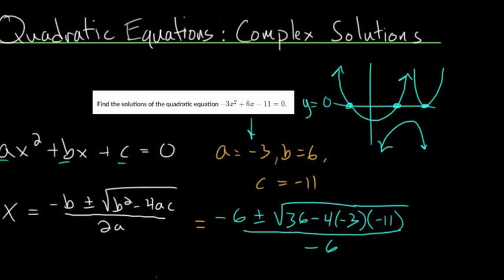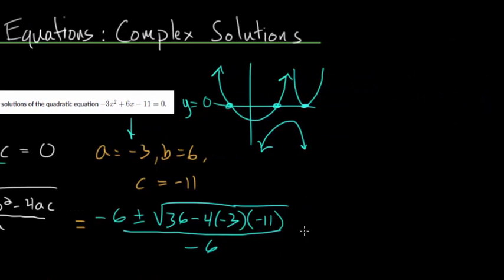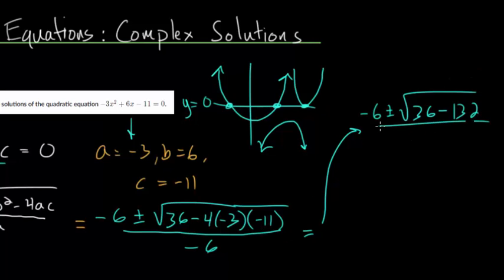Often with these problems, the hardest part is going to be simplifying it. Plugging in all the values is not necessarily overly challenging, but simplifying the square roots can be very difficult. So let's try and simplify this as best we can. We have -6 plus or minus the square root of 36. And then we have 3 negatives, so 2 of them cancel and we have 1 left. We have 4 times 3, which is 12, and 12 times 11 is 132. Again, dividing all by -6.